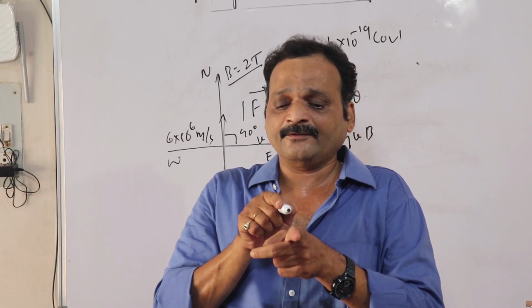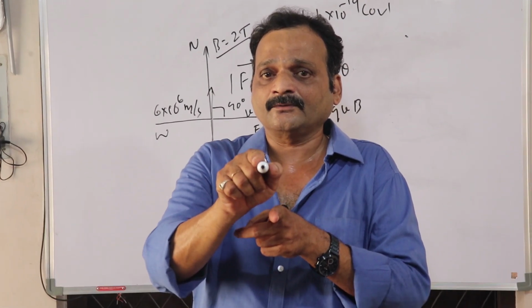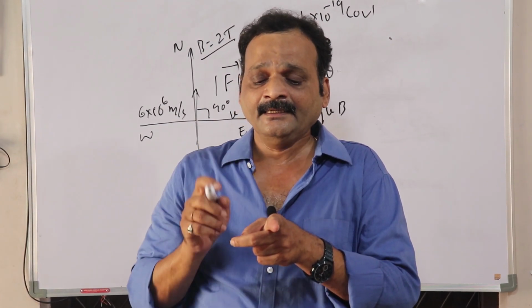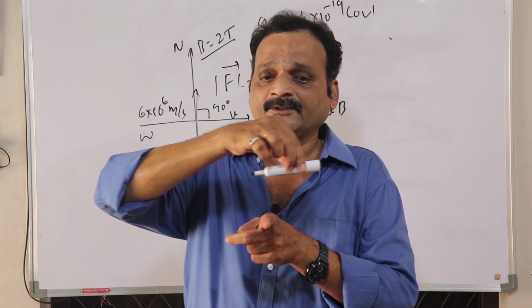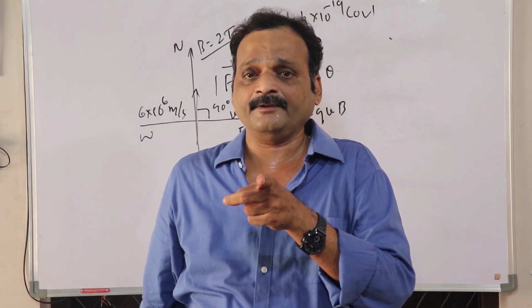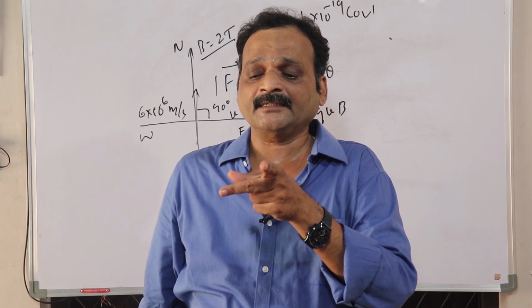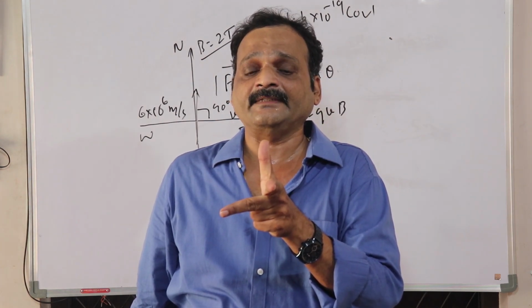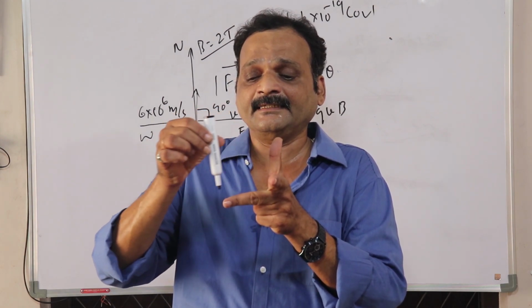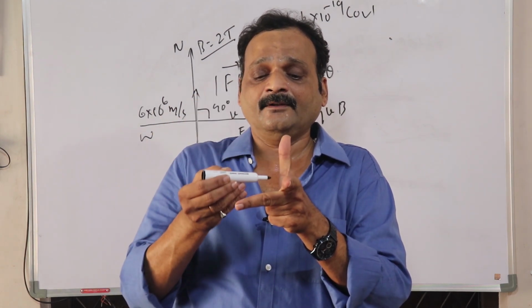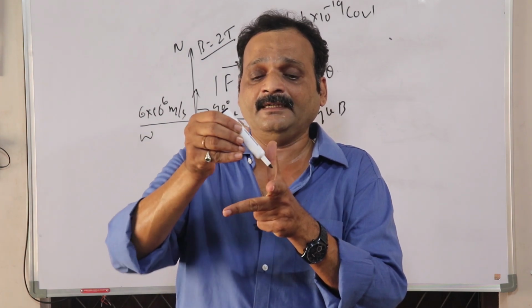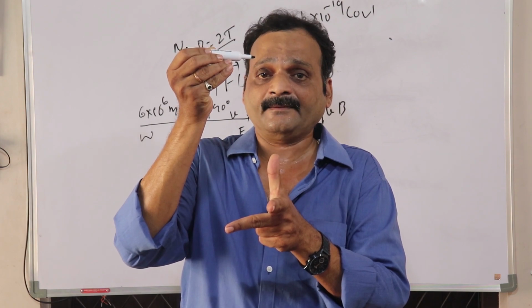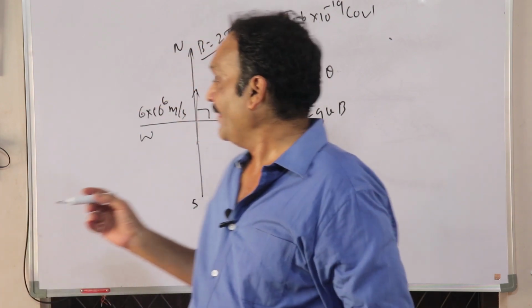Now the magnetic field is acting from south to north, towards you like this, and the electron is moving from west to east like this. So I have to put my forefinger towards you, and put the velocity like this. Then the extended thumb will give you the direction of the force. That is, when velocity is like this and field is like this, the force will be acting vertically upwards. Okay, vertically upwards.